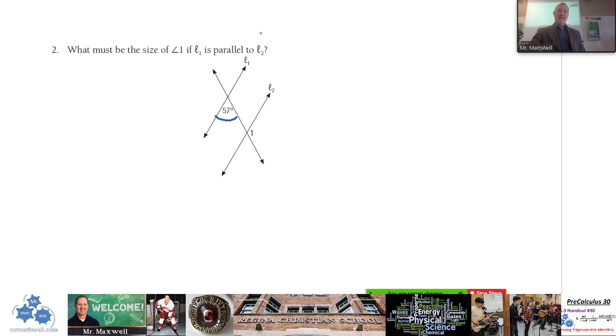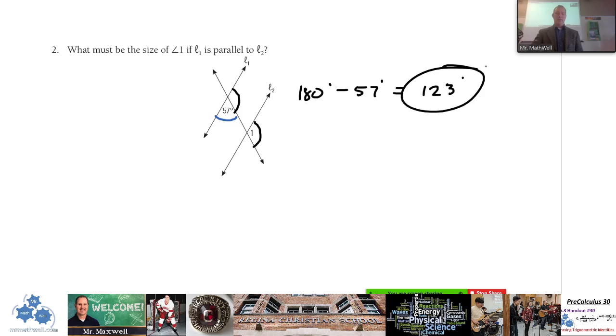Supplementary. Right, yeah, it is. Now let's take a look at this. This angle and this angle right here would be supplementary. And this angle, the black one, and angle 1 would be identical because they are corresponding. So that means that 57 and angle 1 would be supplementary. So 180 degrees minus 57 degrees is angle 1, you said 123? Awesome. I believe that is correct. So if you guys are good with that, then good.